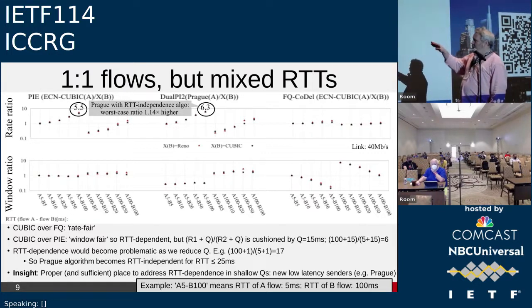Now, DualPI2 effectively emulates a single Q AQM by this RTT reduction algorithm that's in it. It's just slightly worse. So you can see that the worst case is 6.3 ratio rather than 5.5, so that's 1.14 harm metric, if you like, worse. I won't go through all the writing which I put on there for anyone who wants to study this in their own time. Okay, next.